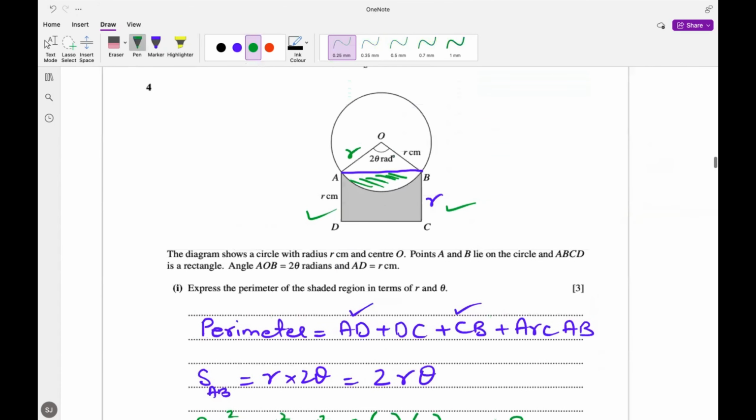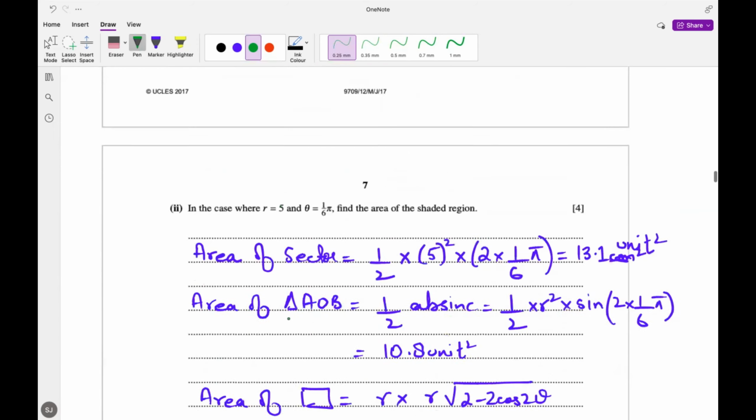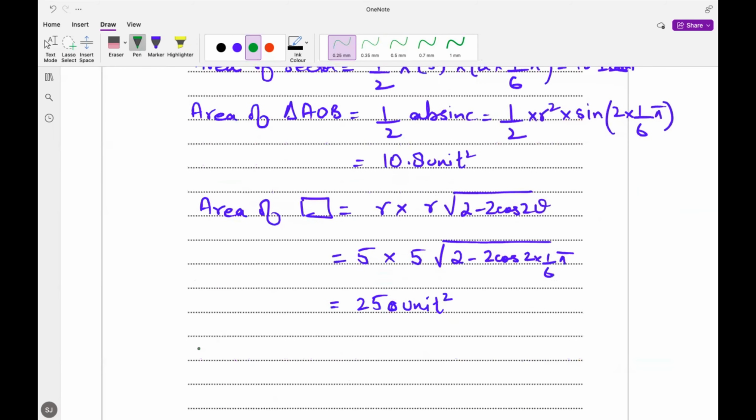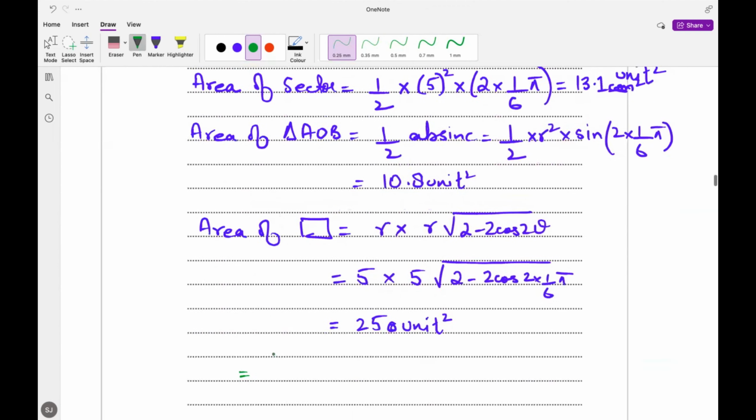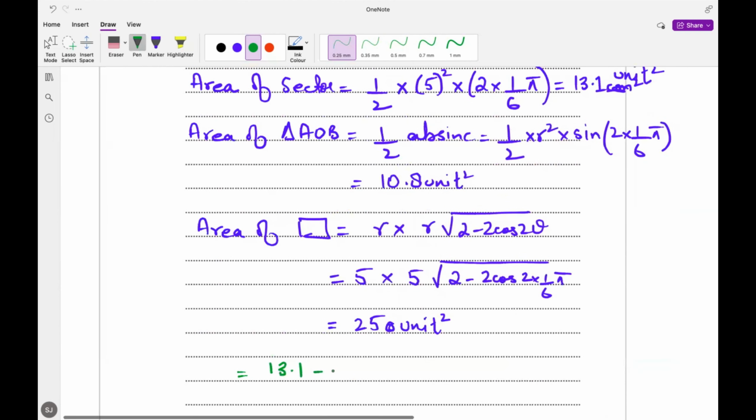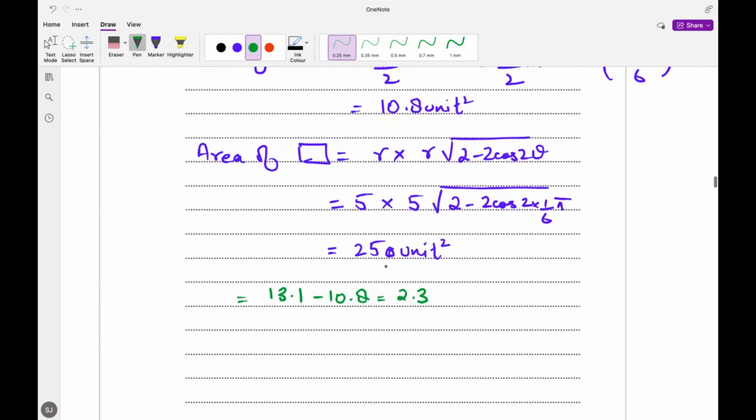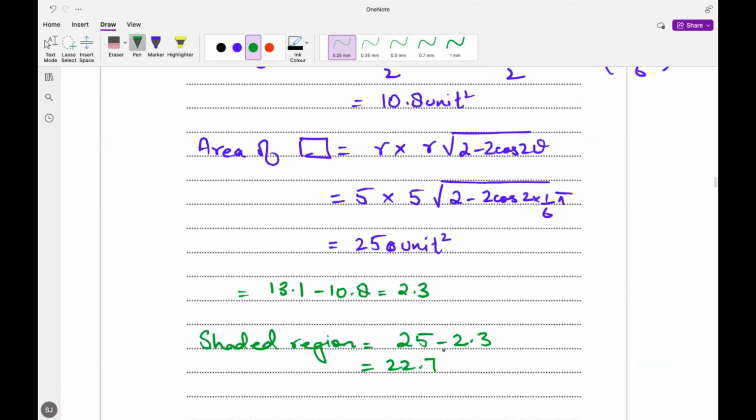So we have the area of the rectangle, we have the area of the sector, and we have the area of the triangle. We'll subtract the area of the triangle from the sector to get the unshaded area. So subtracting 13.1 and 10.8, this will be equal to 2.3, and then subtracting it from the area of the rectangle, the area of the shaded region will be equal to 25 minus 2.3, which is 22.7 units squared.